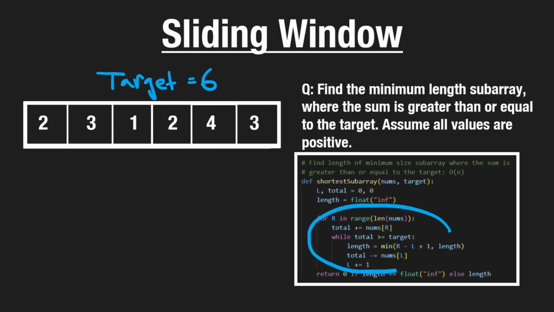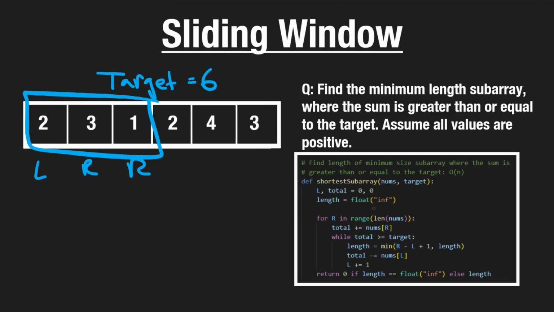Now the code isn't super crazy. We have a left pointer. As we take our right pointer and keep shifting it, we're adding that value to the total current sum. If the current sum ever is greater than or equal to the target, that means we have a valid window. So the first thing we're going to do is take the length of that window and check, is it smaller than the current length that we've calculated so far, the current minimum length?